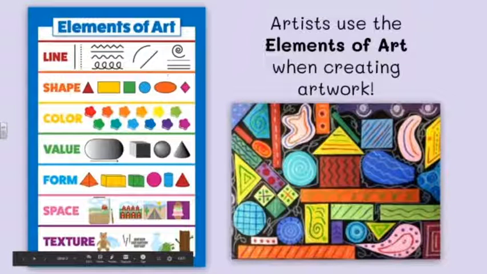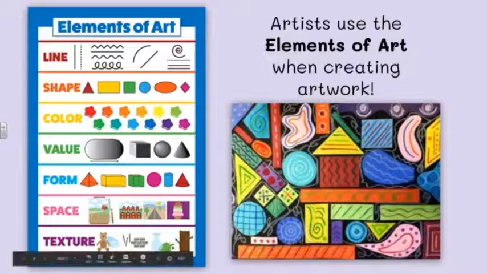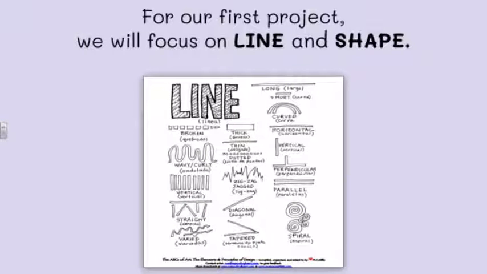Okay, so these are the elements of art: line, shape, color, value, form, space, and texture. All right, the elements of art are kind of like an artist's tool when creating a work of art. So as you can see in this work of art, the artist is using a lot of elements of art. Can you see which ones they are using? Definitely line, definitely shape, color, and that's about it. But that's cool because what we're working on today is line and shape, all right? So our first focus for this project is line and shape.